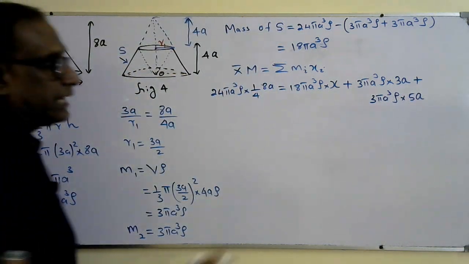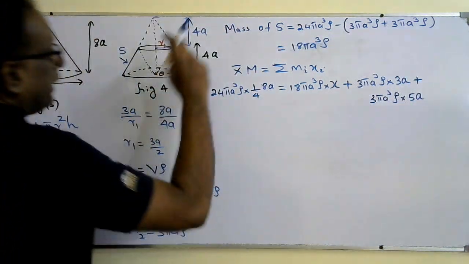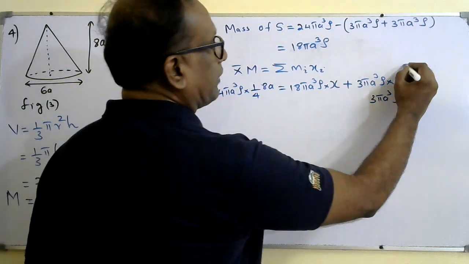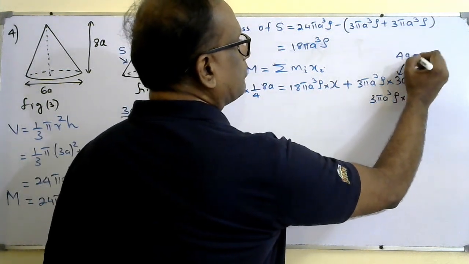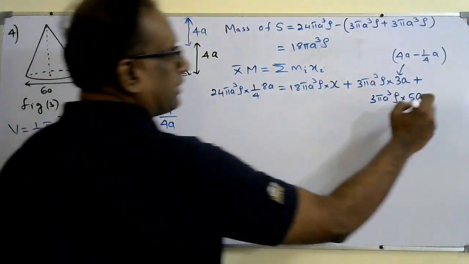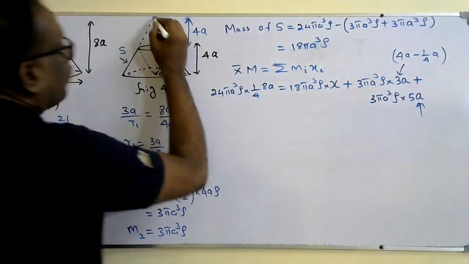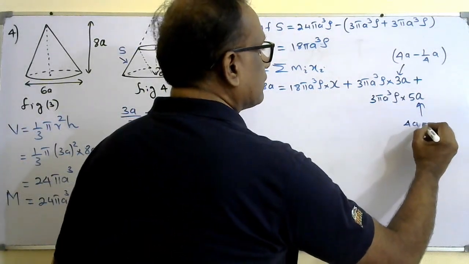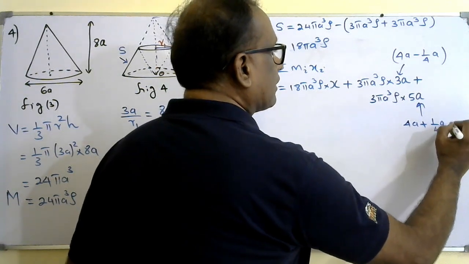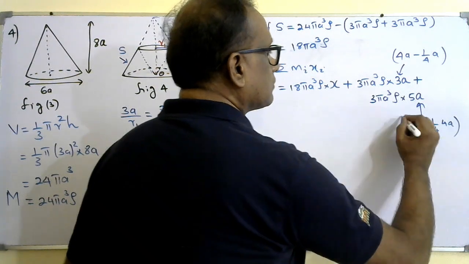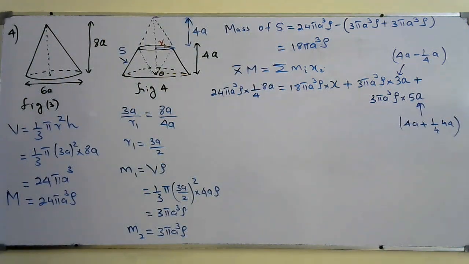Or if you want, I can put it like this. This one as 4a minus 1/4 of a. Anyway, that's 3a. This 3a, how did I get it? 4a minus 1/4 of 4a. And this one, how did I get it? This is 1/4 of 4a plus 4a. That is 5a. Okay, so we have found everything.